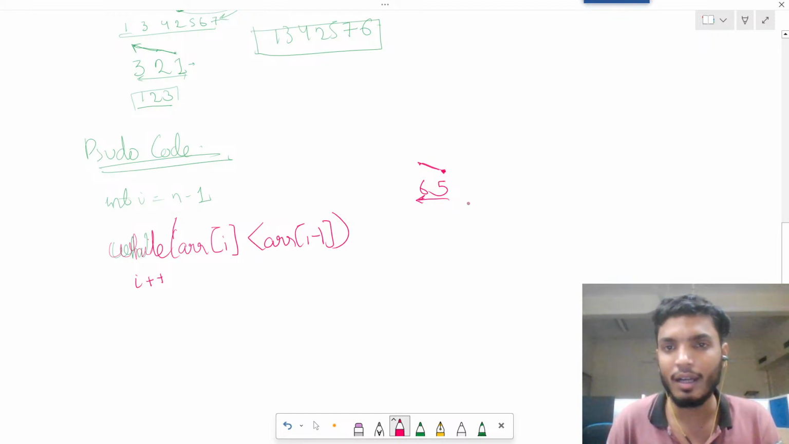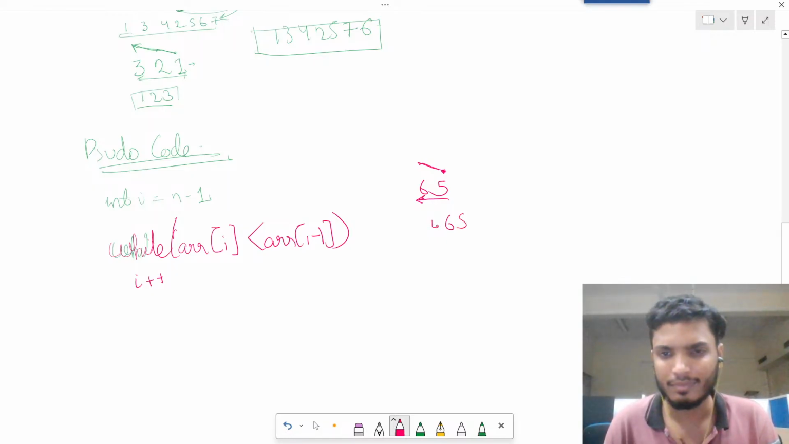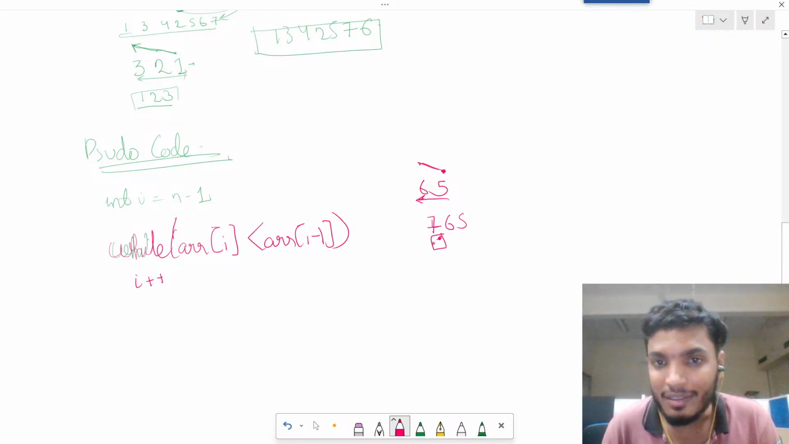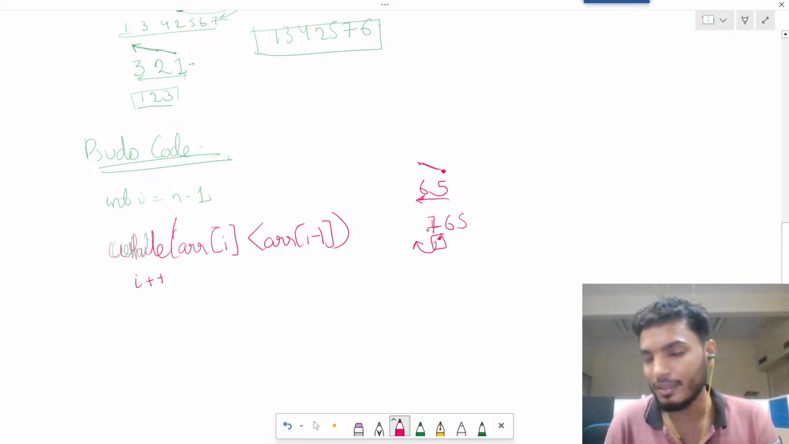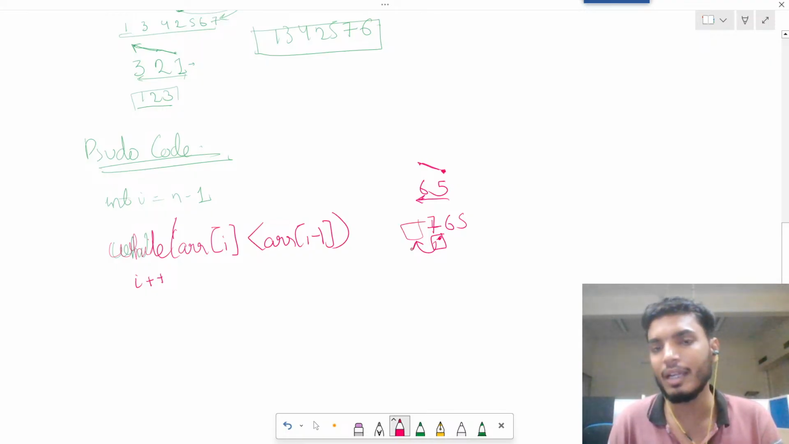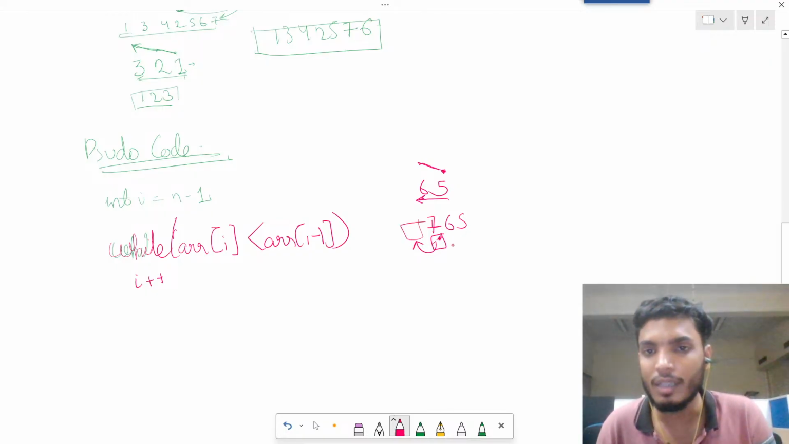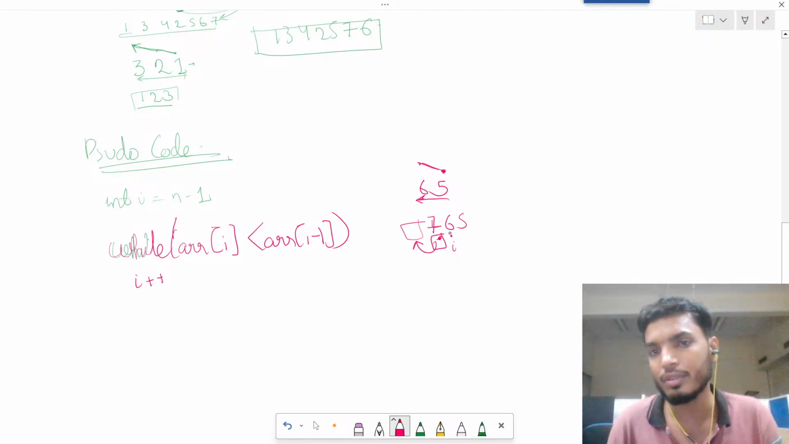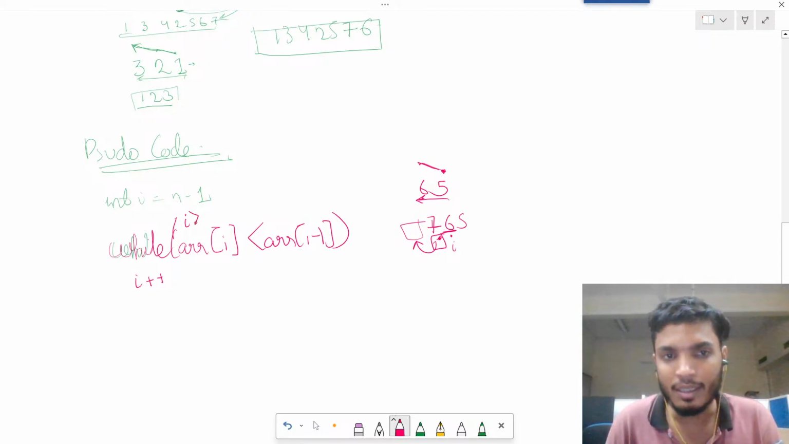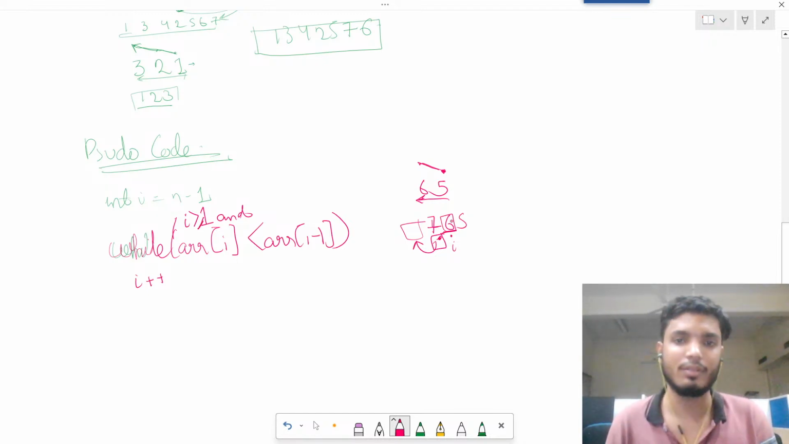suppose the number is like this, 7 7 6 5. So if I am at this point, I can't compare with the previous element. Why? Because I minus 1 will give you a null reference, so I should be at, mostly it can be at the second element. So simple, I should be greater than 1, and this means I should be greater than or equal to 1, means I should be at the second index. Okay, means I can't move I to the first index.